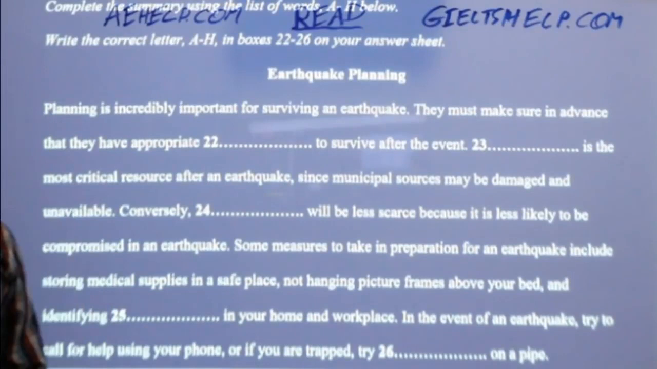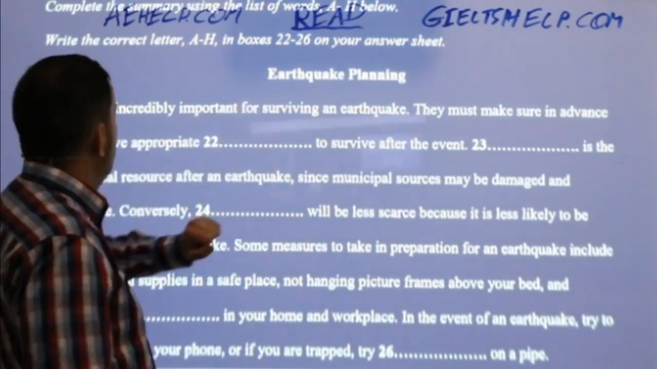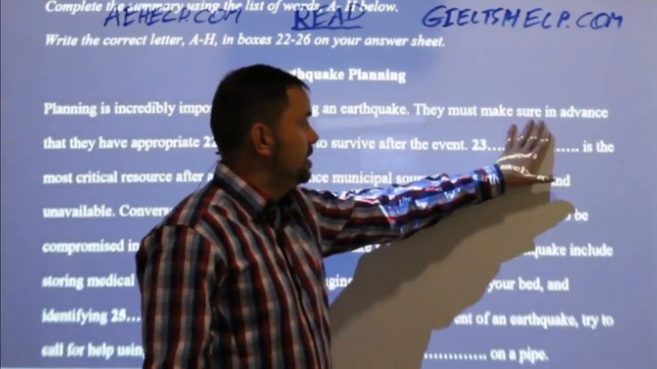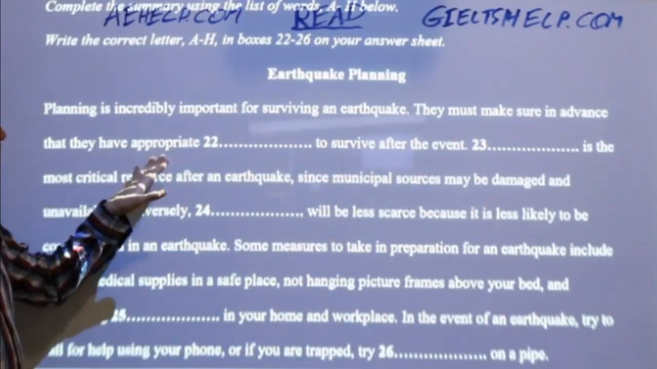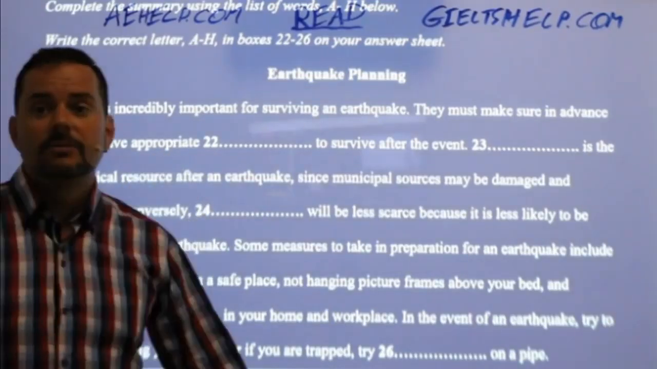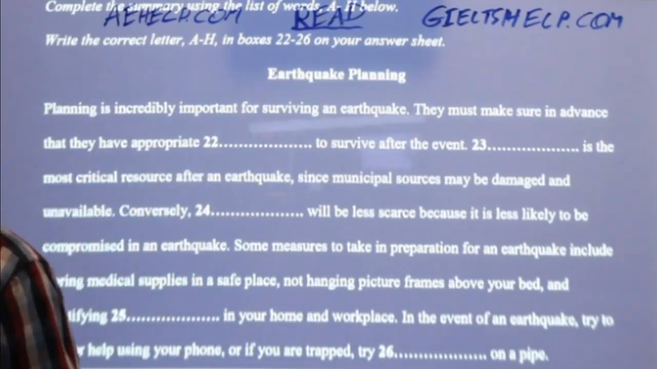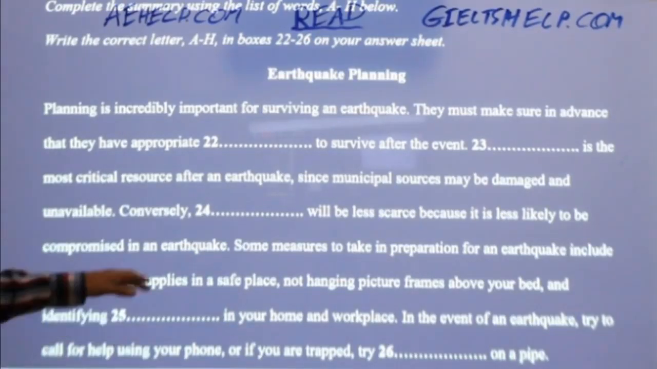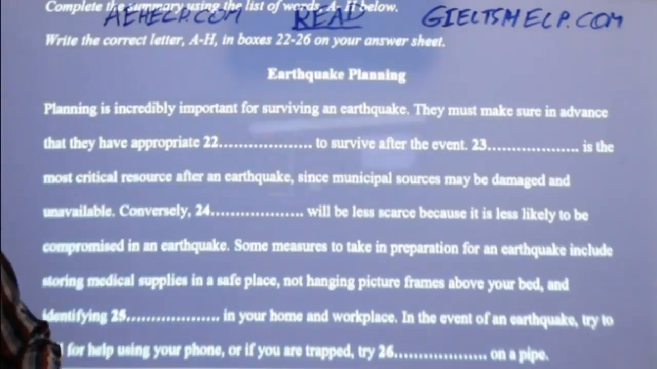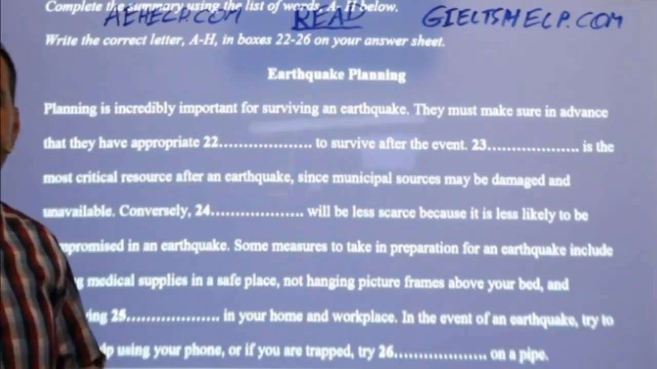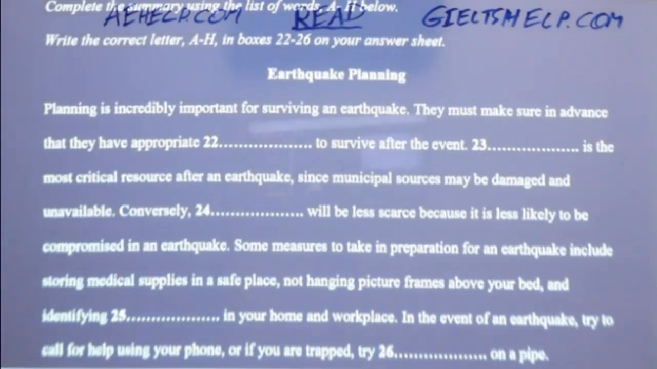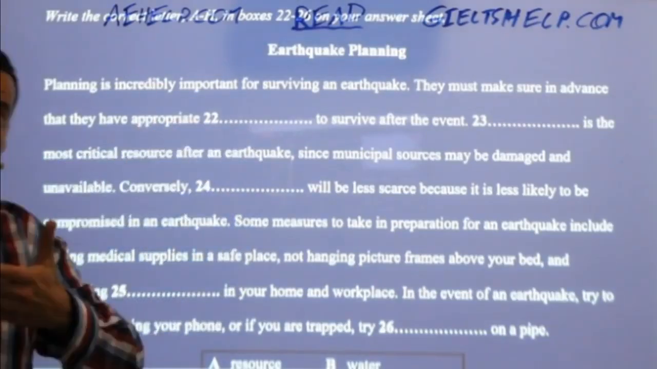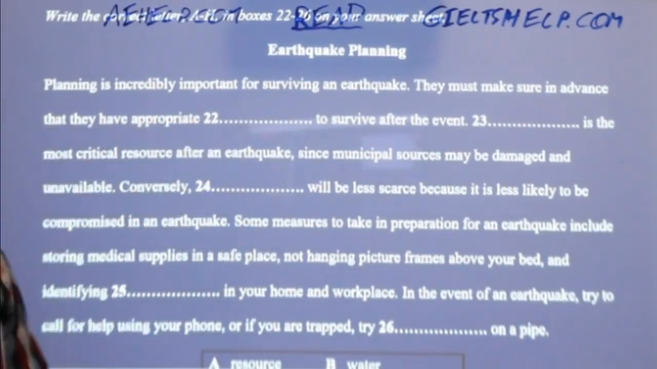So again, read an answer. Earthquake planning. Planning is incredibly important for surviving an earthquake. They must make sure in advance that they have appropriate what? What do I have? Appropriate what? In case of an earthquake. Appropriate things or stuff? What's a better word for that? Gear, appropriate equipment, gear or equipment, that kind. Appropriate tools, says Amar. That's a good one, Amar.